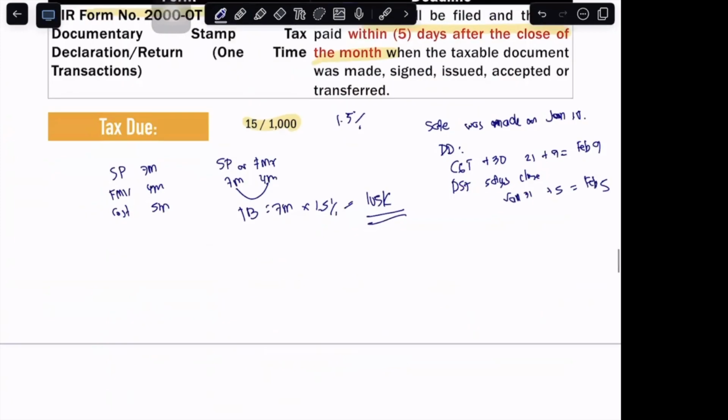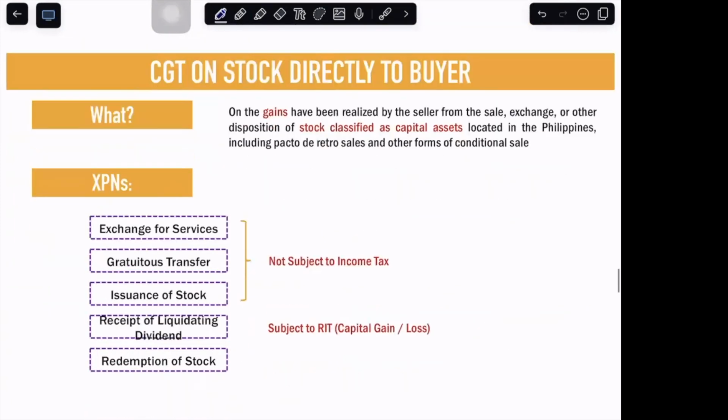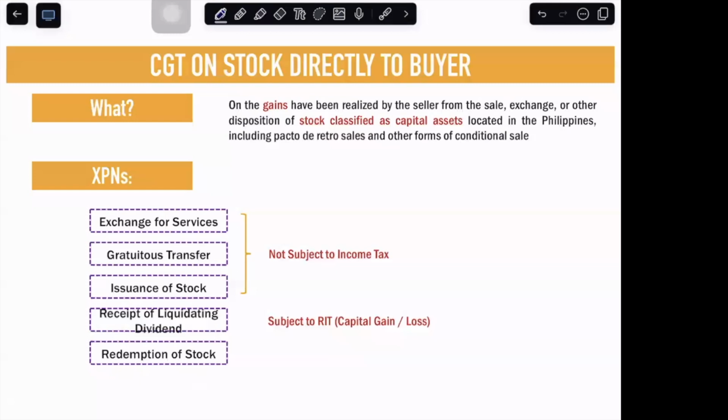Okay. Now, since we're done with the CGT of a real property, let's go now to the CGT of stocks. Okay? So CGT on stock directly to buyer. So what is subject to your CGT on stock directly to buyer? Only the gains that have been realized by the seller from the sale, exchange, or other disposition of stock. Whenever we say other disposition of stock, this includes your pacto de retro sale and your conditional sale. Take note, only stock directly to buyer.